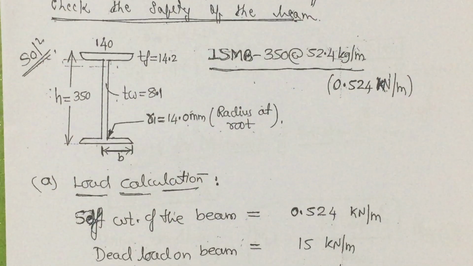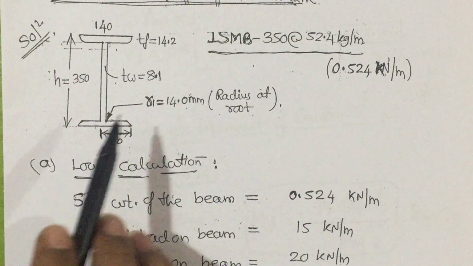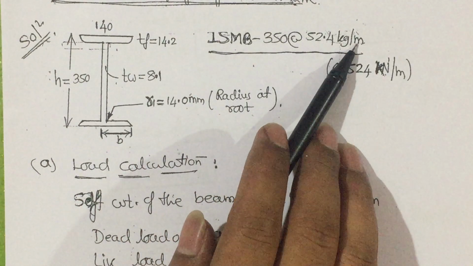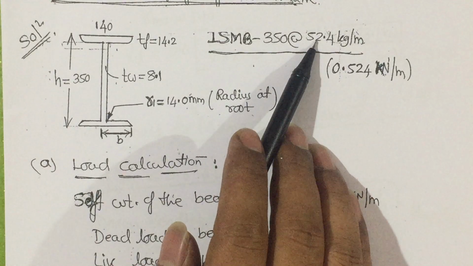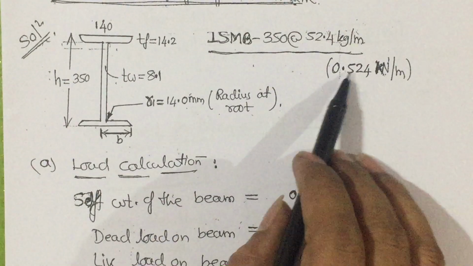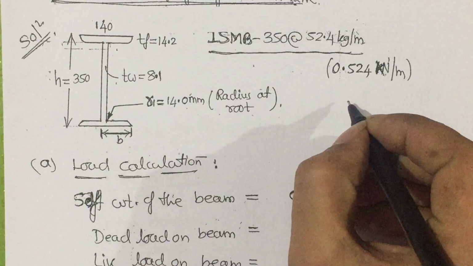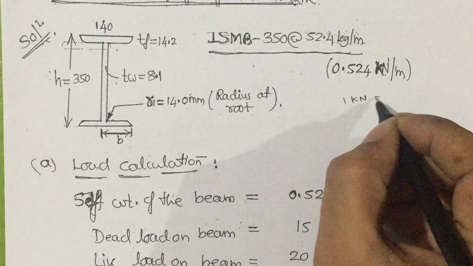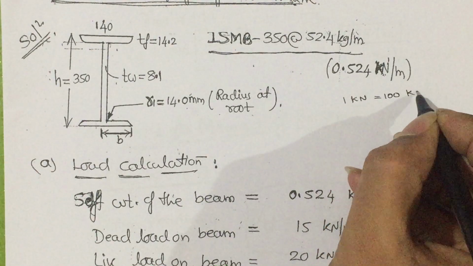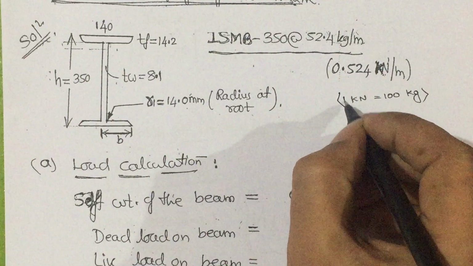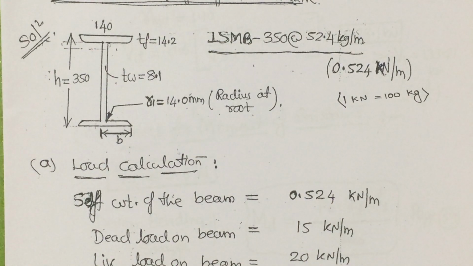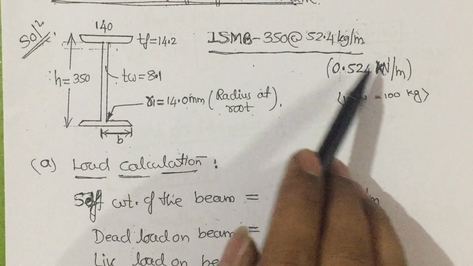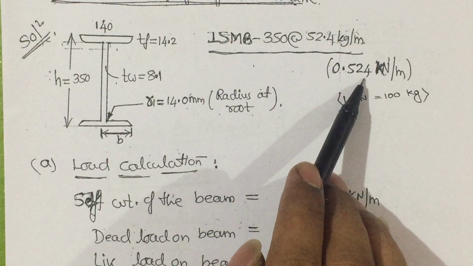Now, let us come to the solution. The given section is ISMB 350 at 52.4 kg per meter, that is 0.524 kilonewton per meter. Before going to this, please remember 1 kilonewton is equal to 100 kg. So, if you want to convert from kg to kilonewton, you need to divide it by 100. So, you got this value.